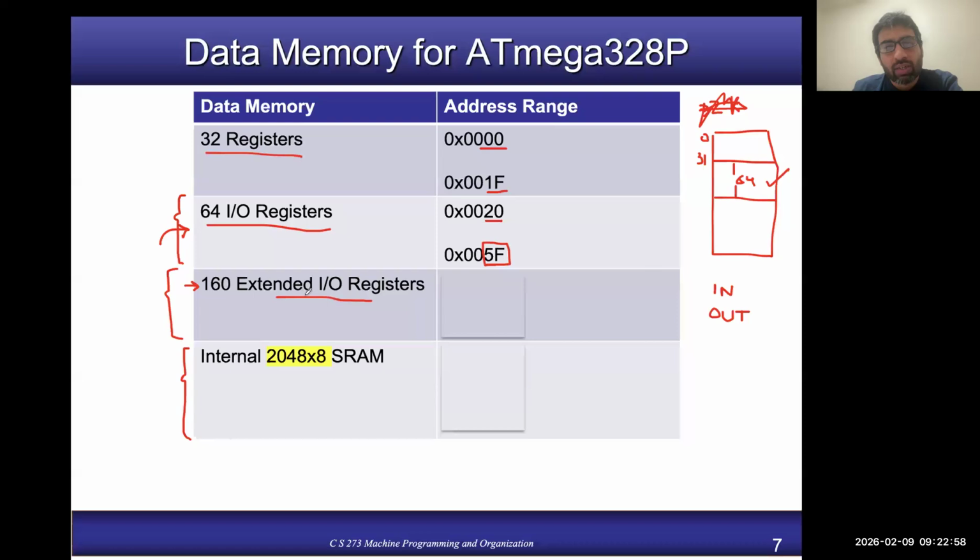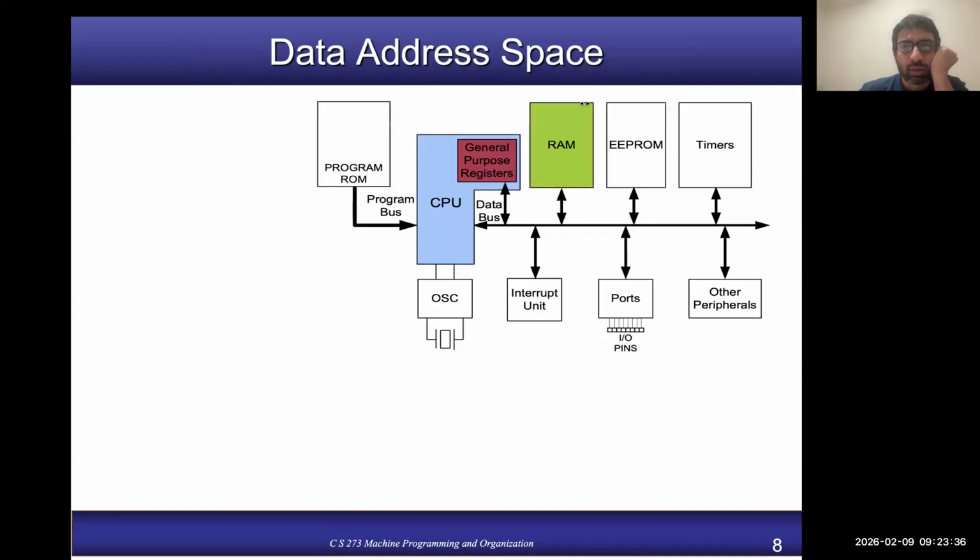And then the address range of the 160 extended IO registers is 0x0060 to 0x00FF. You can again do the same thing, 96 plus 160, and you can convert and you will find it. And this is the address range of the static RAM where you can hold your data: 0100 to 08FF. Any questions? Okay, no. Thank you.